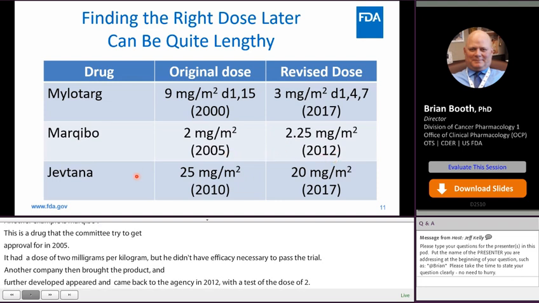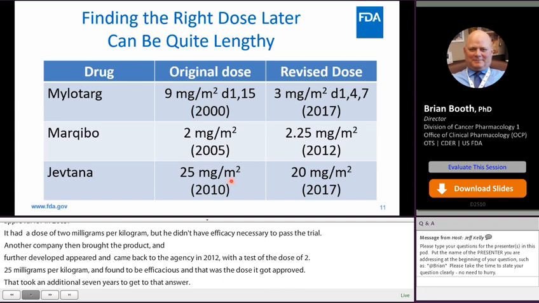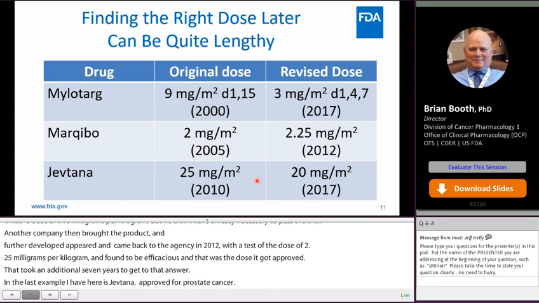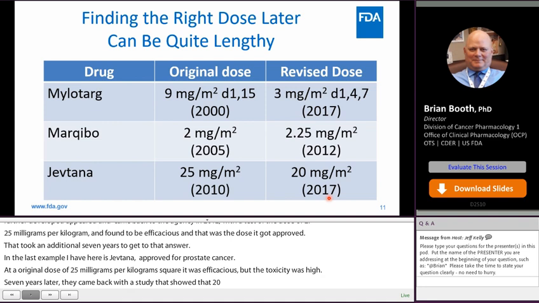And then the last example I have here is Jevtana, approved for prostate cancer at a dose of 25 milligrams per meter squared, which was efficacious, but the toxicity was quite high. And so we asked the company to go back and test other doses that might be as efficacious, but with less toxicity. And 7 years later, they came back to the agency with a study that showed that 20 milligrams per meter squared was efficacious and less toxic. And this is the dose that has moved forward. So here again, this took 7 years. So you can see that trying to find the answers to these questions in the post-approval setting can be difficult and very, very long.